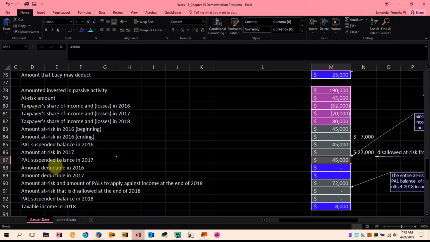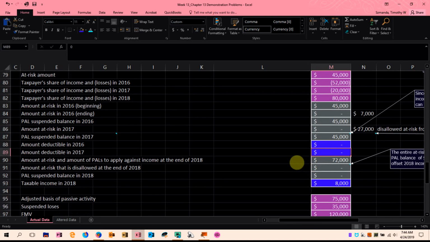So now, dealing with some of the questions we have to address in this problem: what is the amount deductible in 2016? There's nothing deductible in 2016 because, although $45,000 in 2016 made it through the at-risk test, unfortunately, there was no passive income to offset against the losses. So the entire $45,000 was suspended. Therefore, 0 losses are deductible. And the same is true in 2017. All right, so we have 0 for the answers to 2016 and 2017.